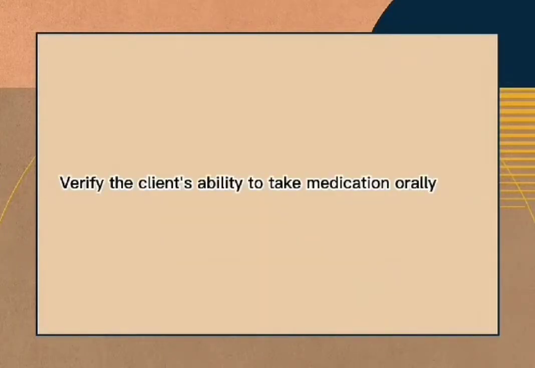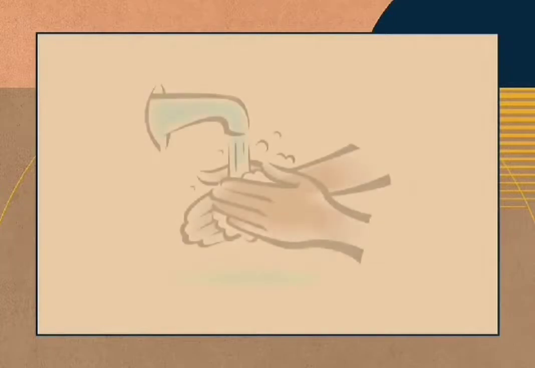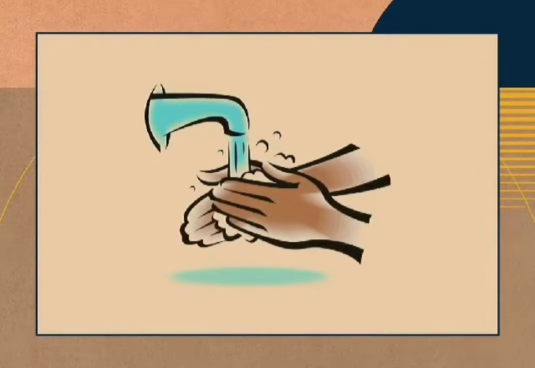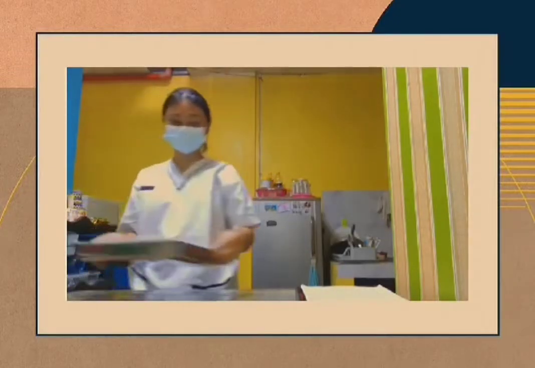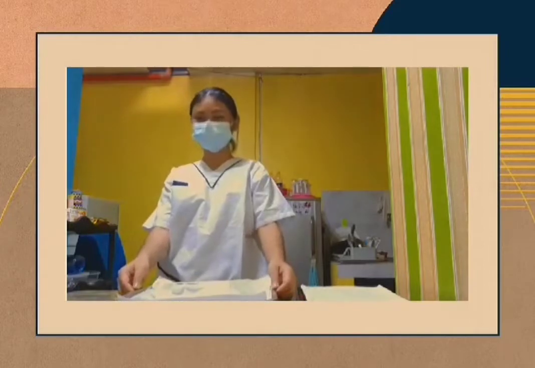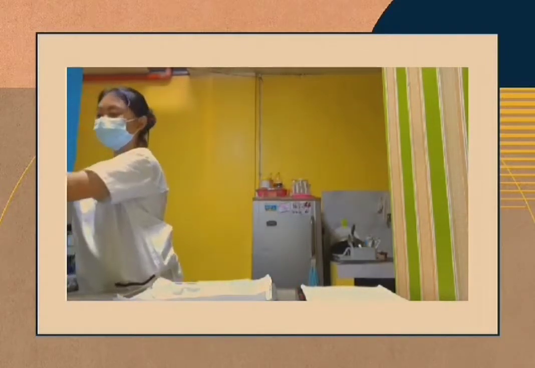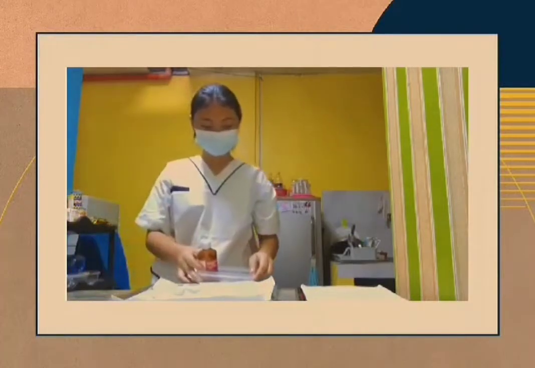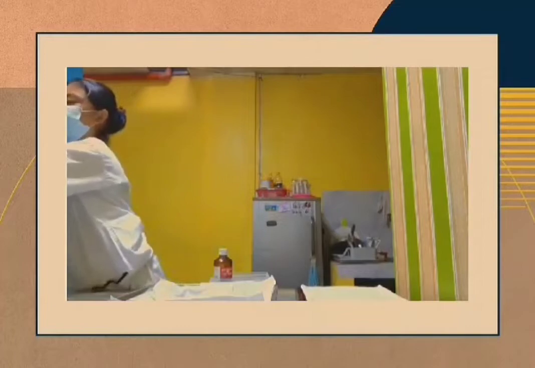Verify the client's ability to take medication orally. Procedure. Wash hands and observe other appropriate infection control procedures. Unlock the medication cart. Obtain appropriate medication. Read the MAR and take the appropriate medication from the shelf, drawer, or refrigerator.